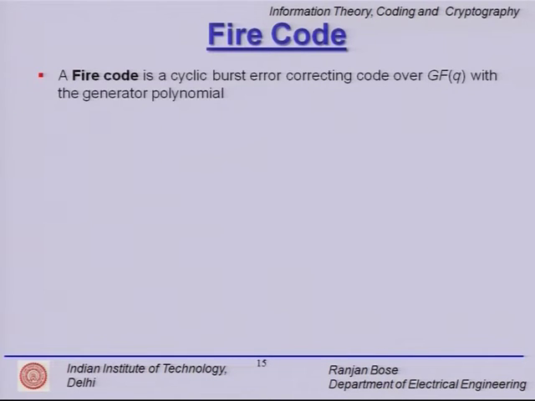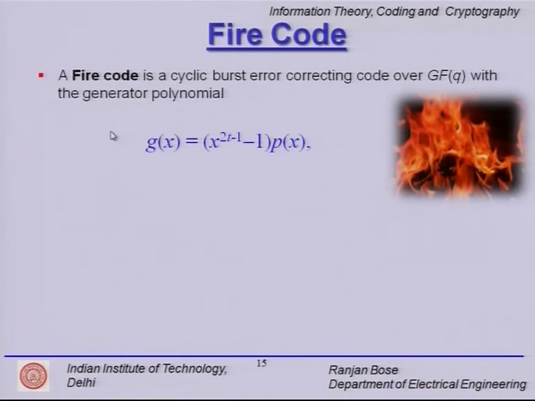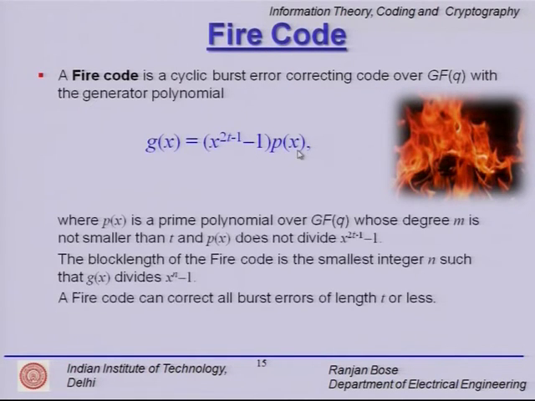Now, one of the very good selling features of cyclic codes is the burst error correction. So, a Fire code is a cyclic burst error correcting code over GF(q) with the generator polynomial given as g(x) = (x^(2t-1) - 1) p(x). What is p(x)? p(x) is a prime polynomial over GF(q) whose degree m is not smaller than t, and p(x) does not divide x^(2t-1) - 1. So, this is relatively prime to p(x).